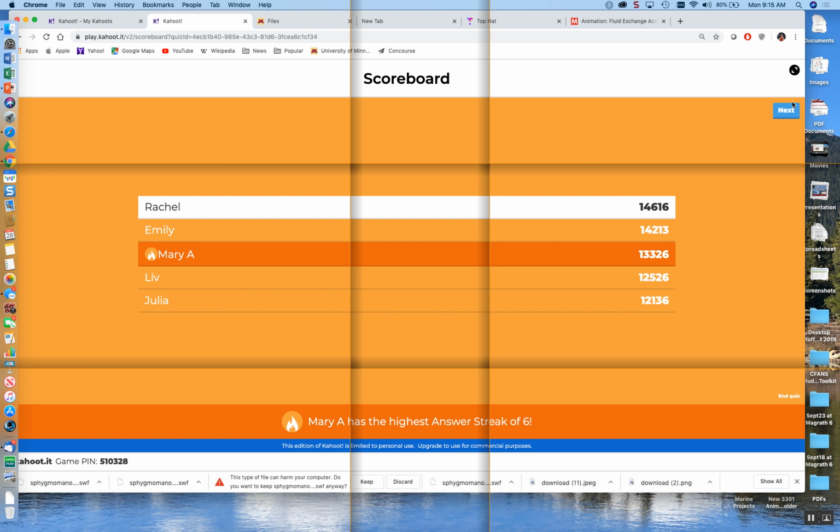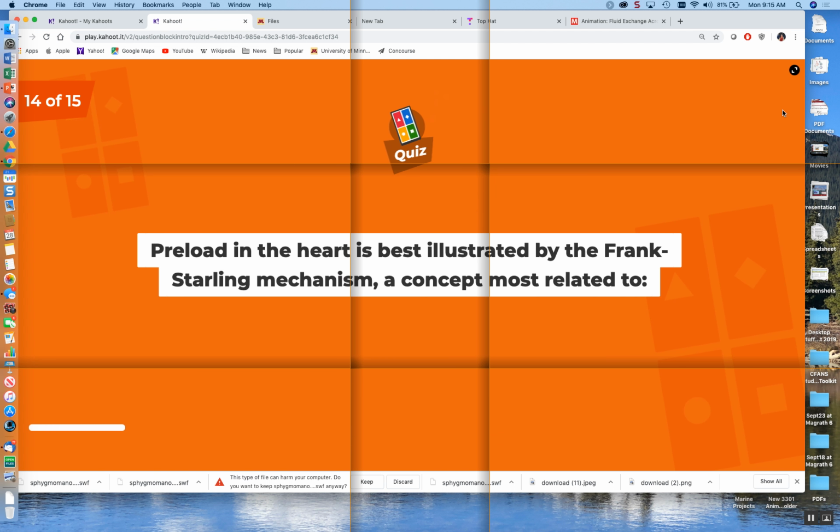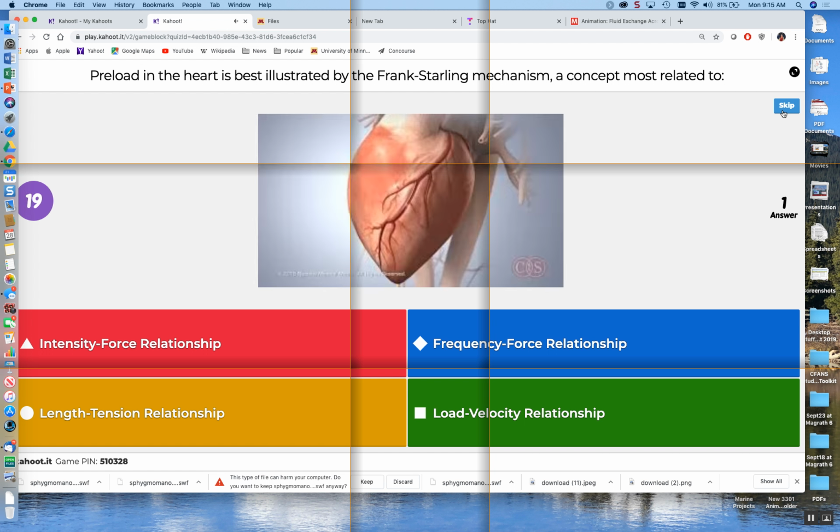All right, let's see here. Okay, Mary's catching up. Look, she's on fire. Okay, Rachel, Emily, and Mary. 14 out of 15. Preload in the heart is best described by the Frank-Starling mechanism, a concept most related to intensity force, frequency force, length tension, or load velocity. Preload, Frank-Starling mechanism.